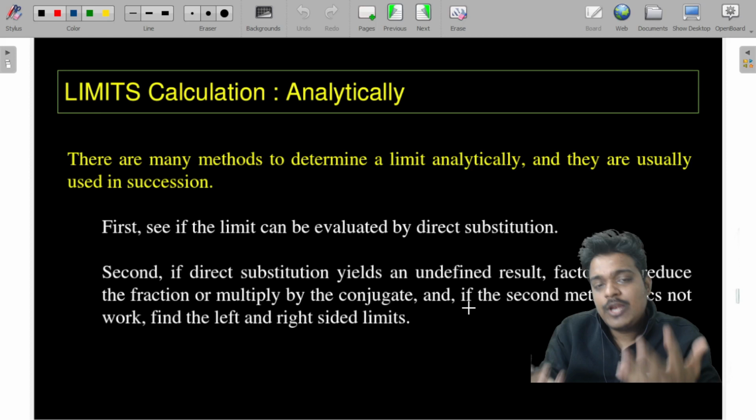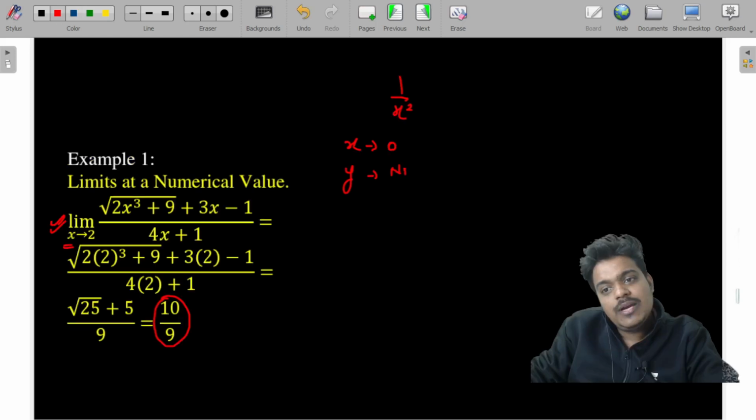I'll take you through it. See, if you need to check the value as x tends to 2, what is the value of the function? If you put x equal to 2, you will get the value 10 by 9. So when x touches 2, the value of the function will be touching 9. But if I take my classic example again, here if x is touching 0, y will become not defined. So the first approach to calculate a limit is very clear: directly put the value.